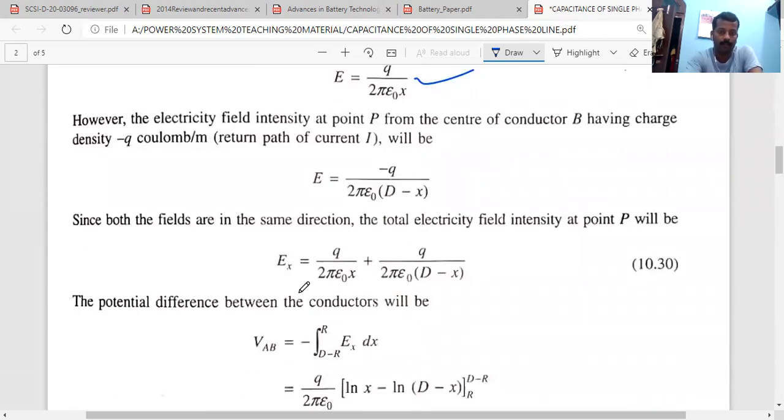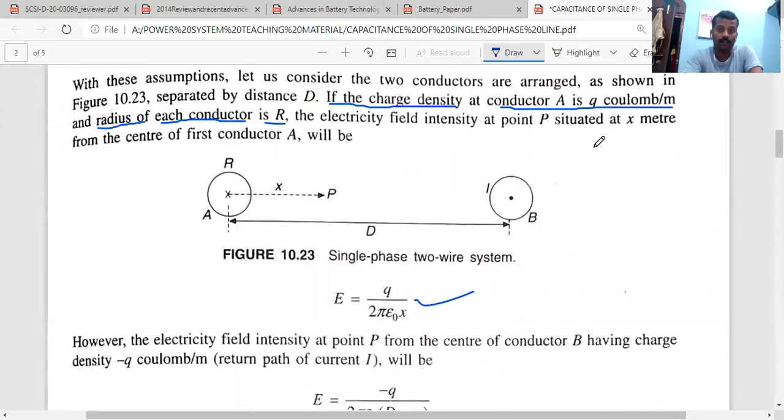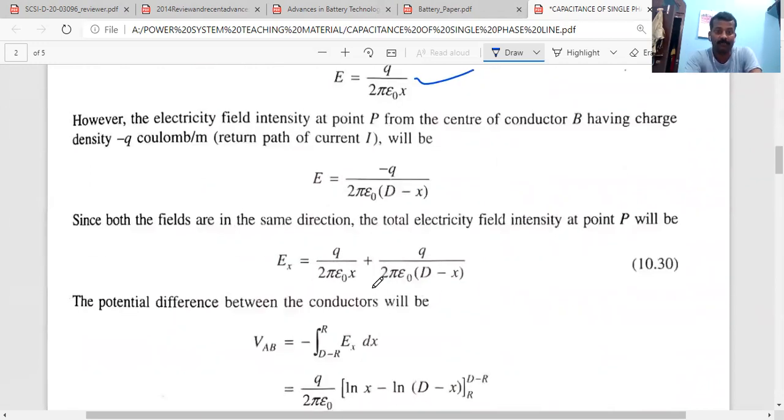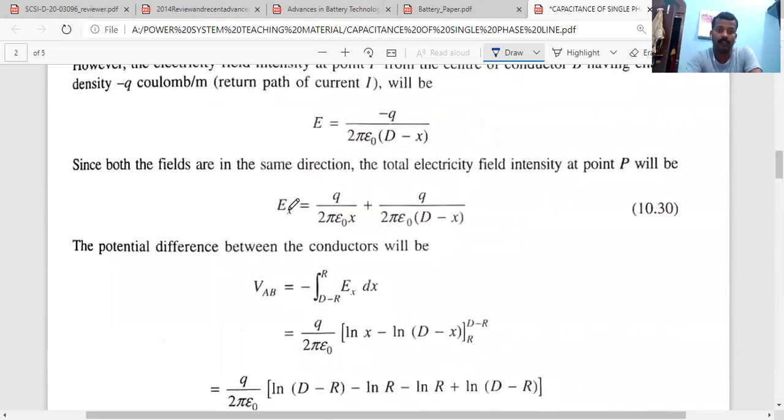And hence, both the fields are in the same direction, right? Both directions are the same. Hence the total field will be simply the sum of the electric field intensity due to conductor A and conductor B. Hence Ex will be q upon 2 pi epsilon x plus q upon 2 pi epsilon (d minus x).